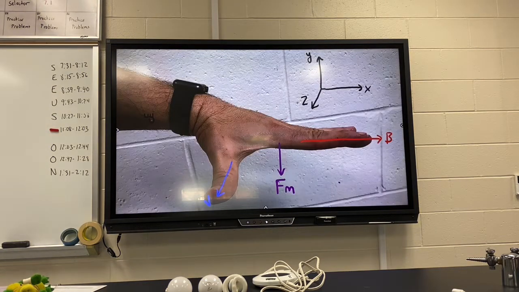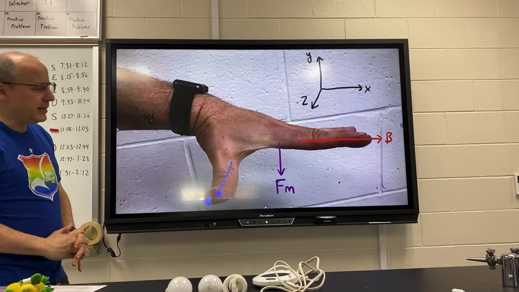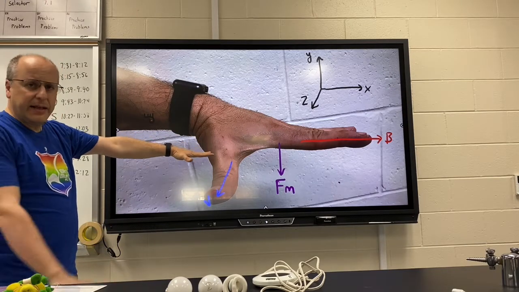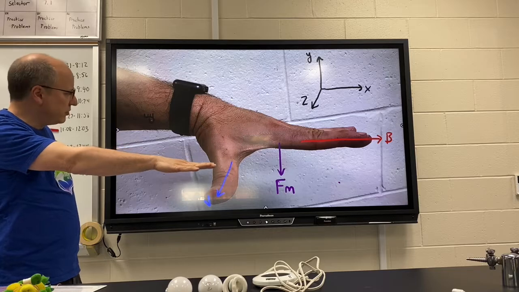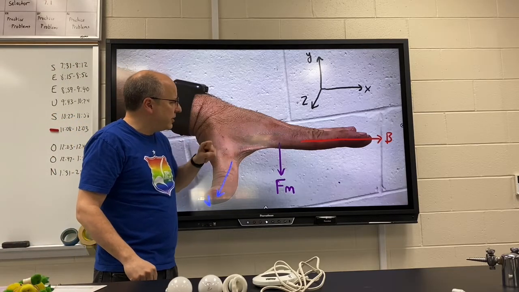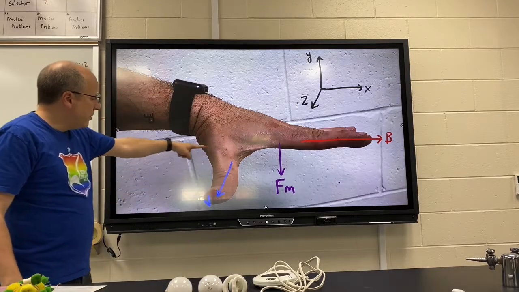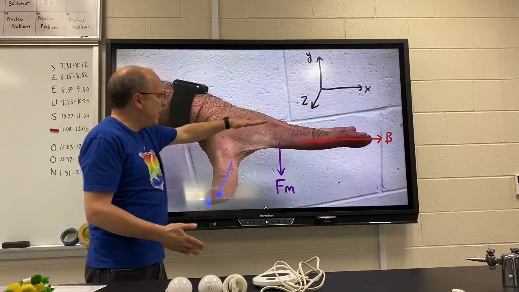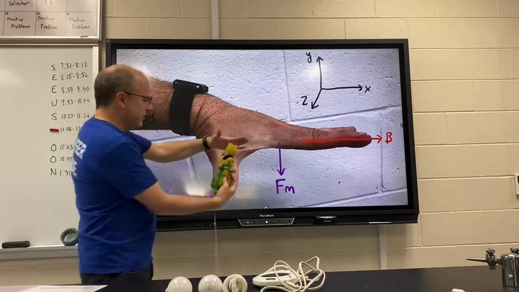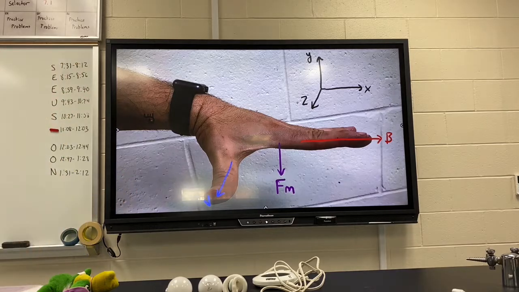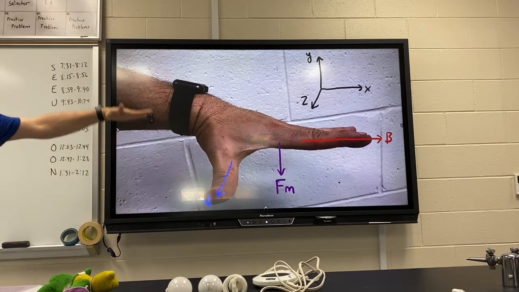We saw that the magnetic force worked according to this hand rule. For negative charges, you used your left hand, and for positive charges, you use your right hand. And again, the field points in the direction of your fingers. Your thumb points in the direction that the particle is moving, and your palm will push in the direction of the force. Okay? So in this case, the force would be pushing down.